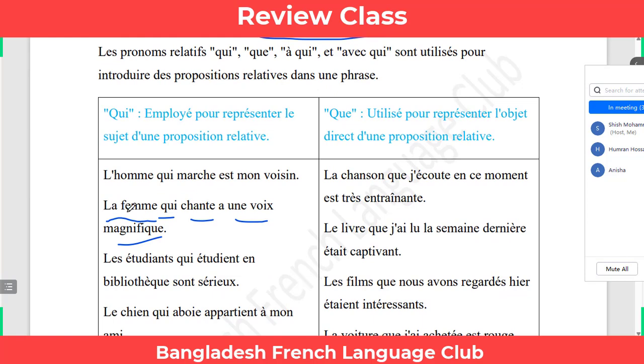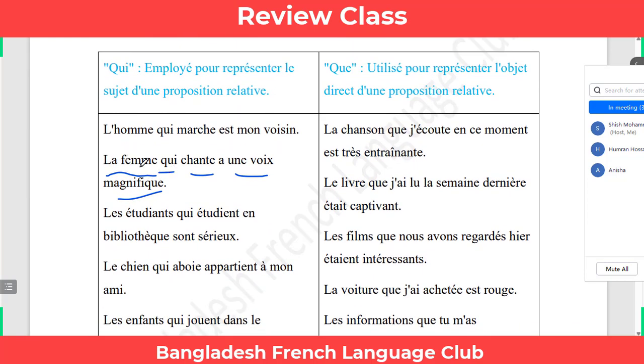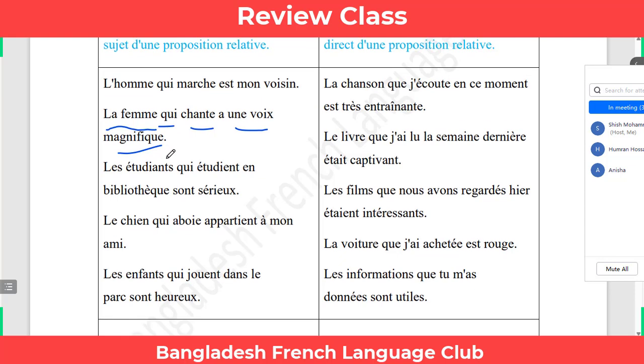Les femmes qui, if I say the plural, les femmes qui, it means the women's, not they, right? Because they is singular. Here is the example: les étudiants, the students, qui, right?